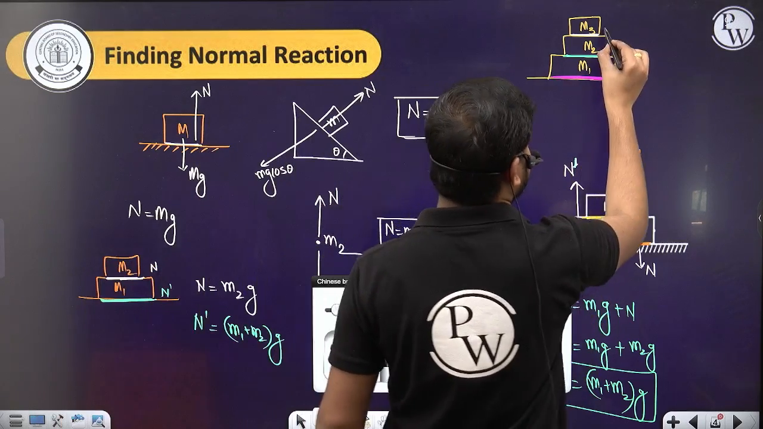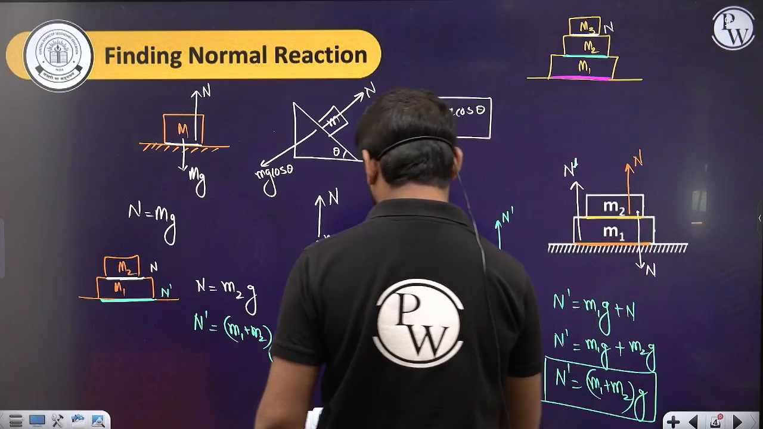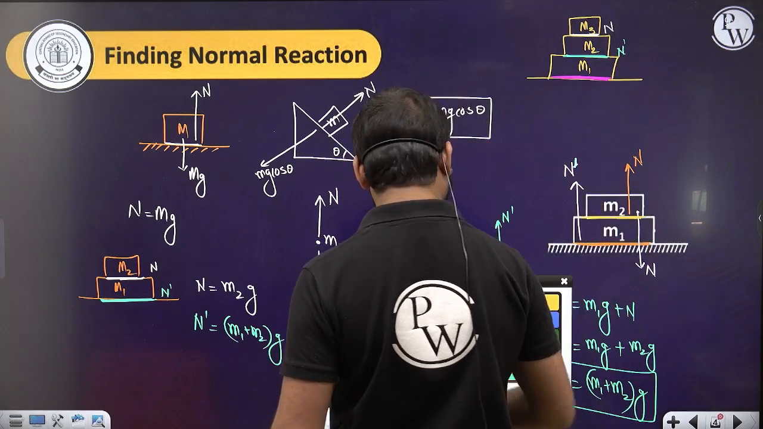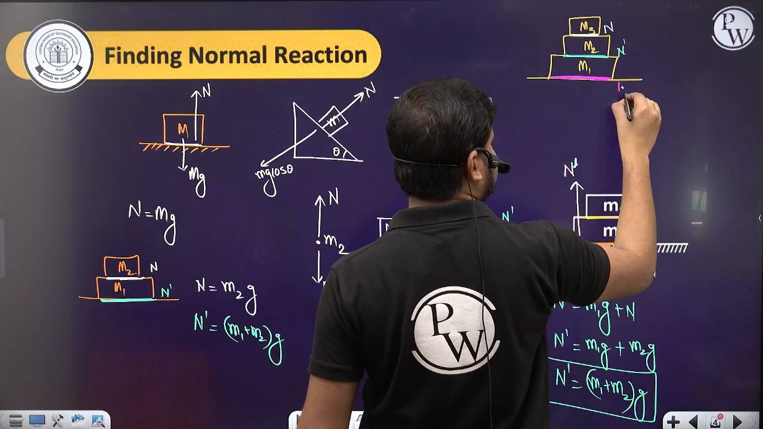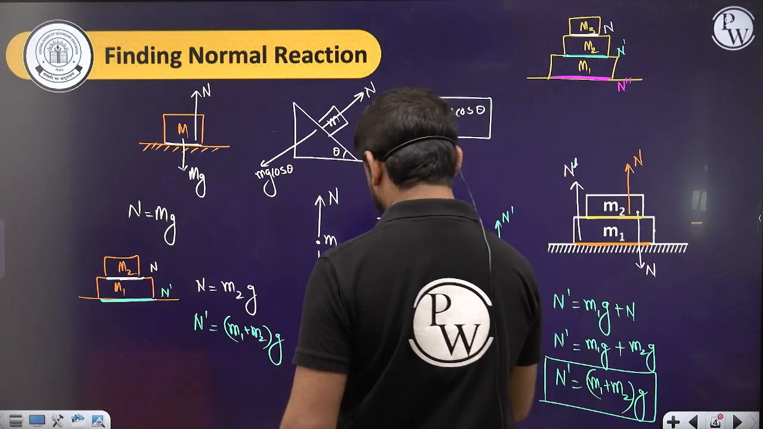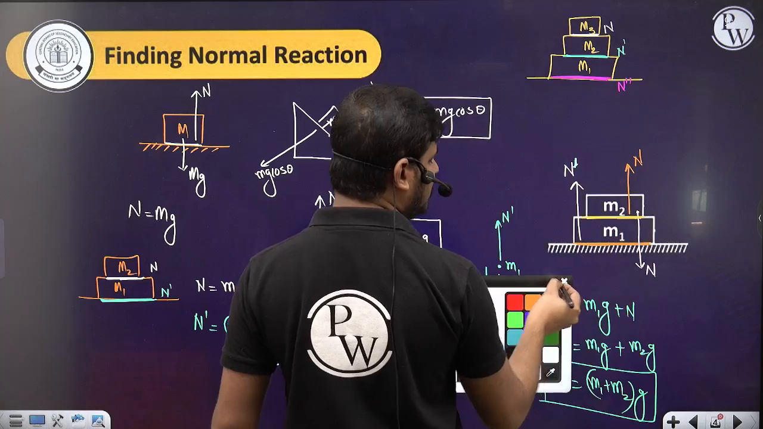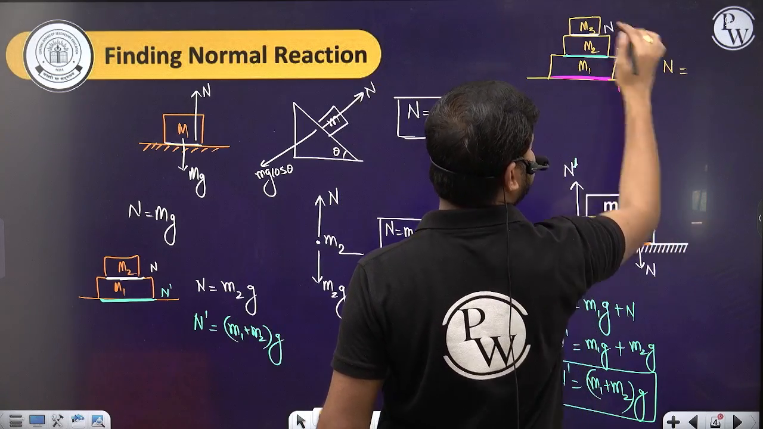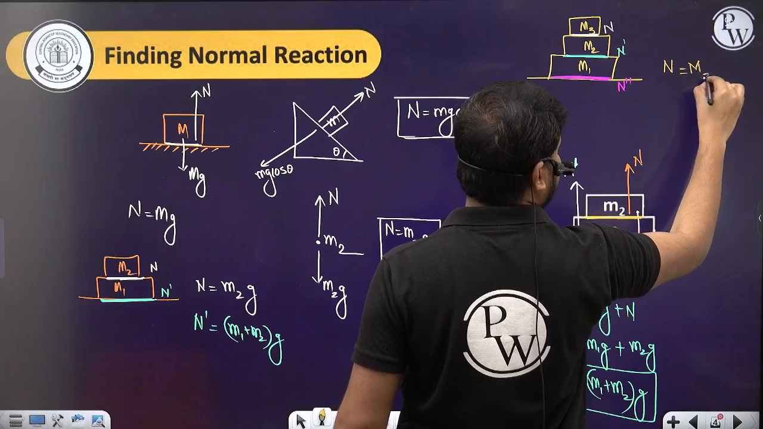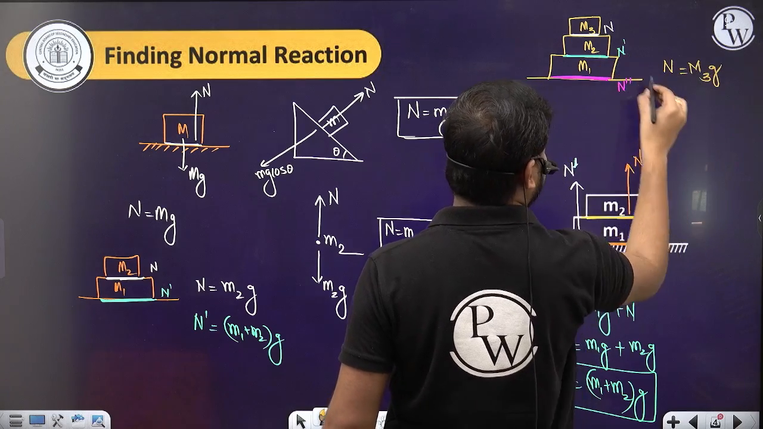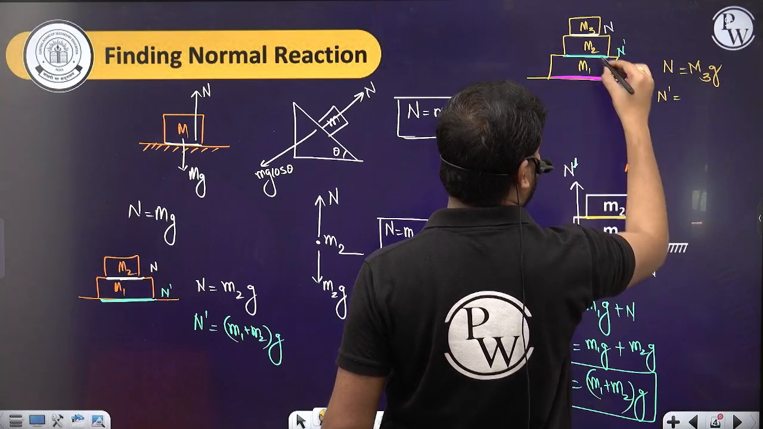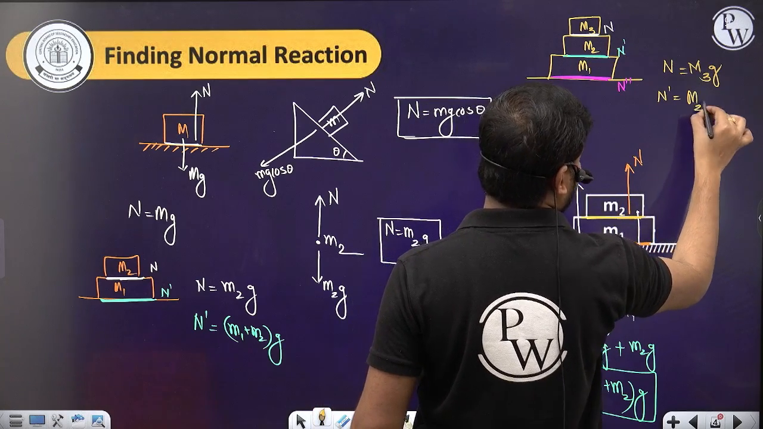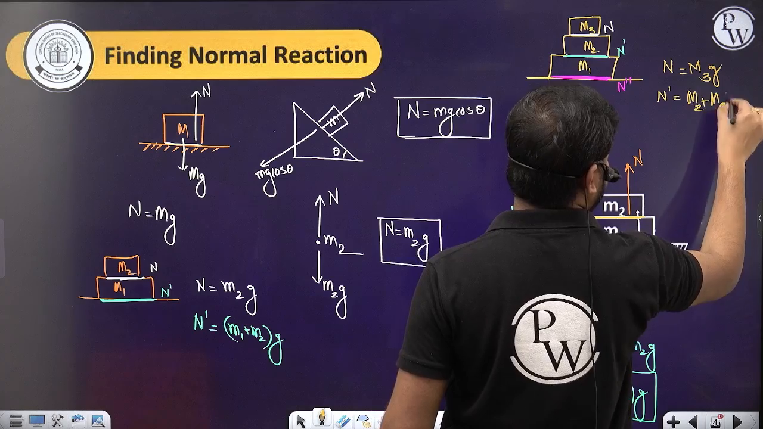So what are they? Here it is normal, let it be N, and then next let it be N dash here, and then let it be N double dash. So there are three normals. Now write the formula for each normal, simple way. So N is equal to, upon N, how many masses are there? Only m3. So that's why m3 into g. So N dash is equal to, how many masses are there over this point of contact? Two masses. What are they? m2 plus m3 into g.